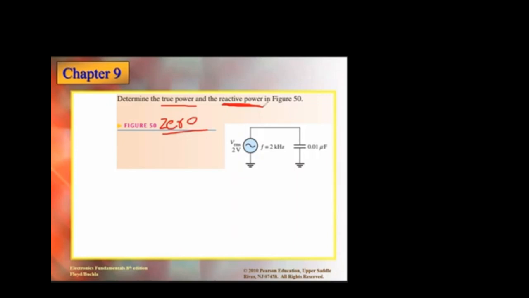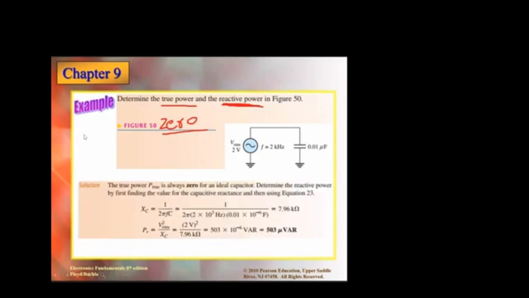For the reactive power, we can use any formula. So true power is 0, and for reactive power we need to calculate Xc first. Here we need to spend some time to calculate Xc all the time. Then Pr equals Vrms squared over Xc, because we are already given root mean square, and for an AC source we always use Vrms. Because of the 10 to the power of 6, it is going to be micro. So 503 micro VAR, and the unit is very important. It is not going to be watt this time; it is VAR because of reactive power in a capacitor. This is something new which you can highlight.